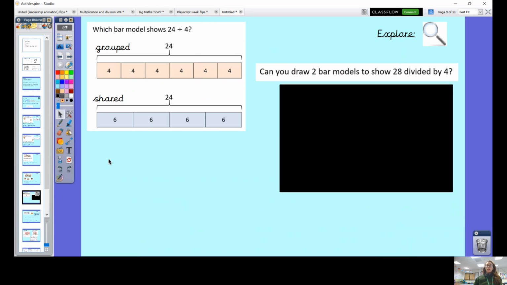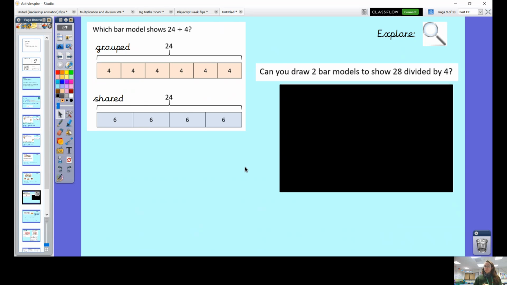So on this side, we've got 2 bar models, and they both show 24 divided by 4. The first way in pink has been grouped into 4s. They've all got an equal group of 4. And the second bar model shows how they've been shared into 4 groups. They've actually got 6 in each group, but there are 4 groups.